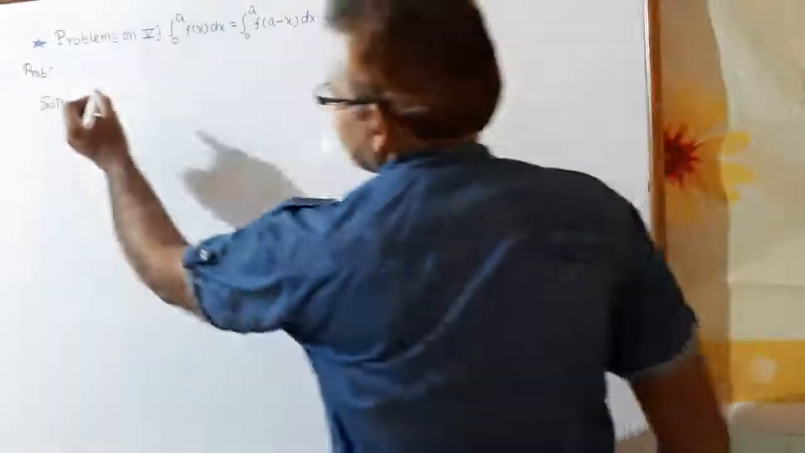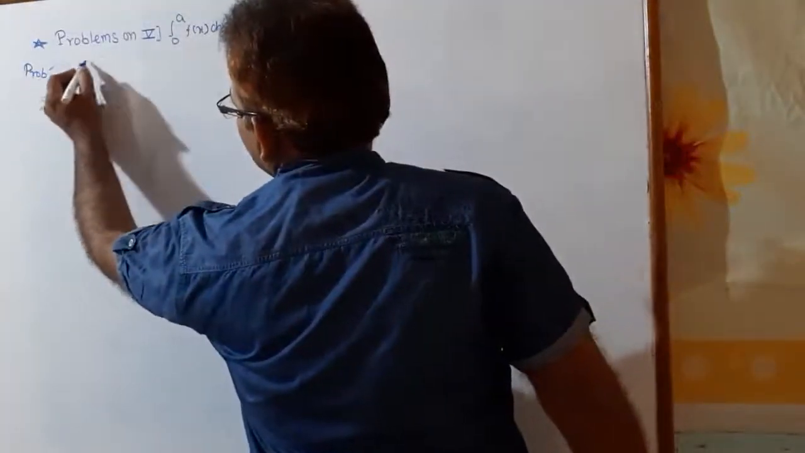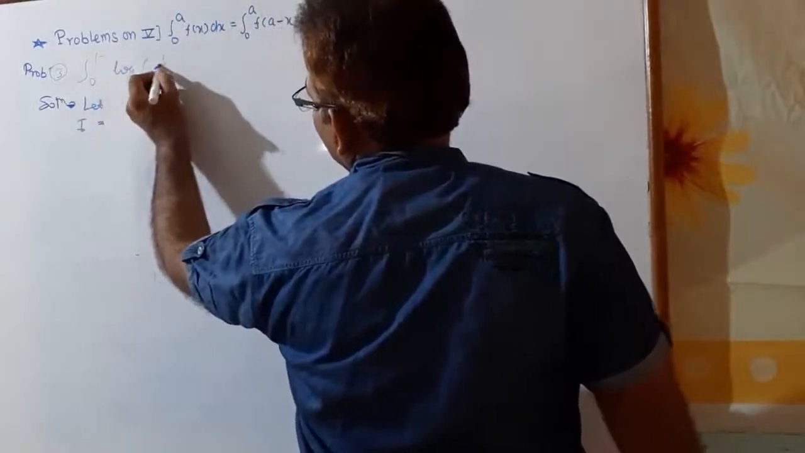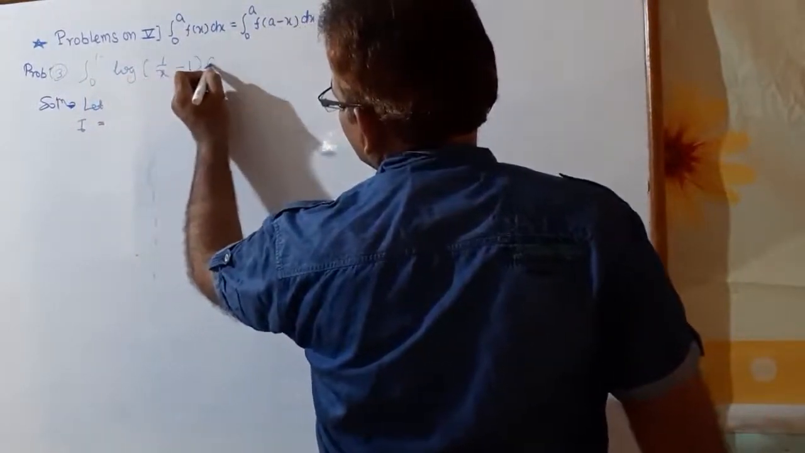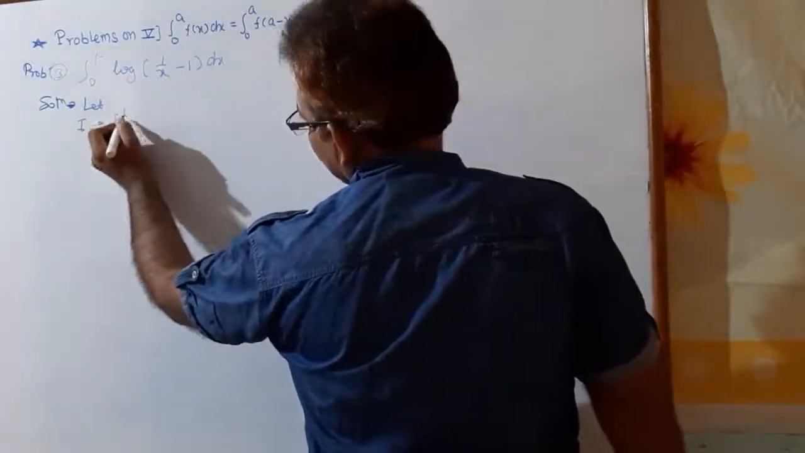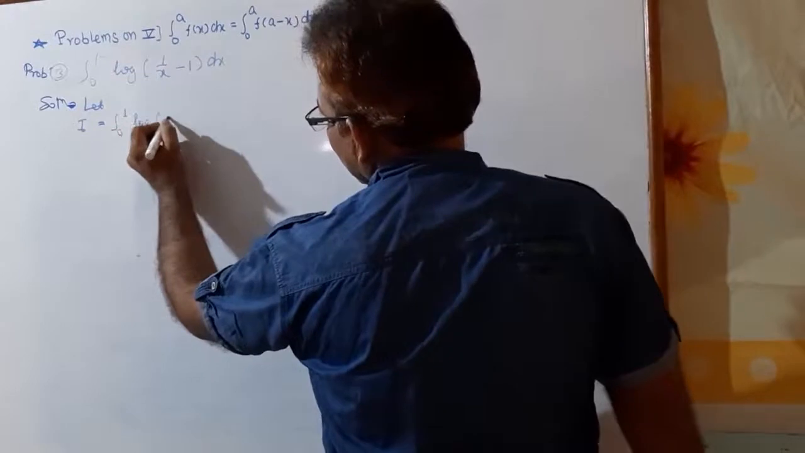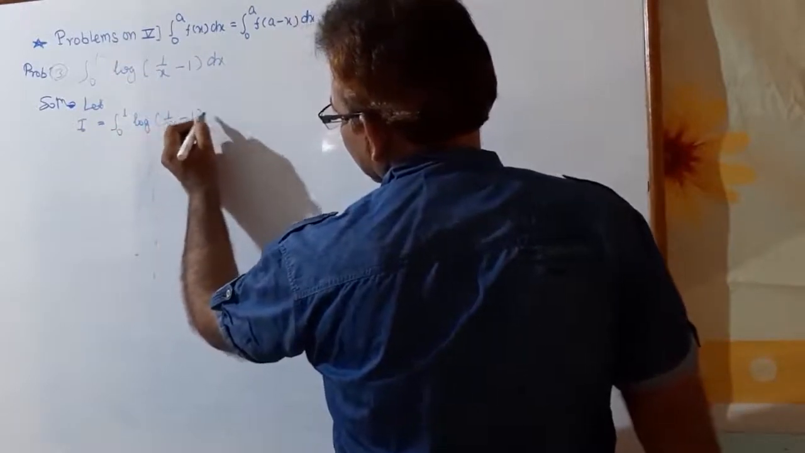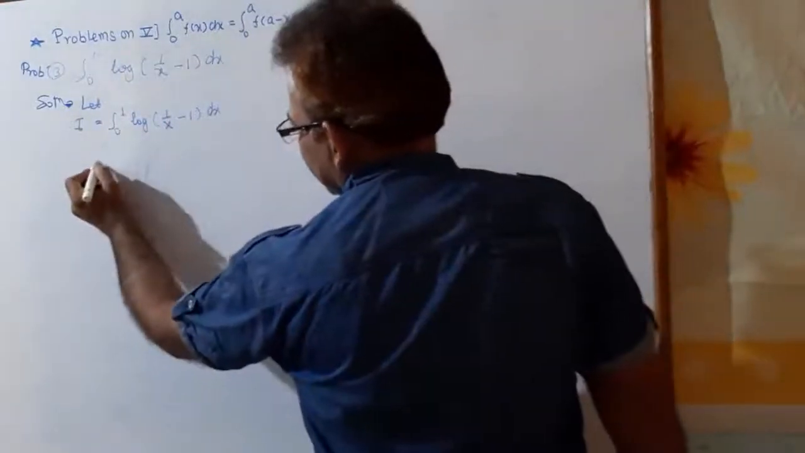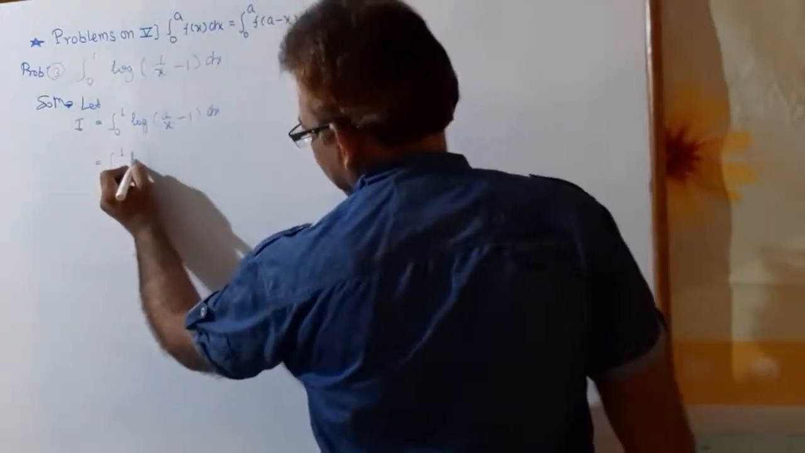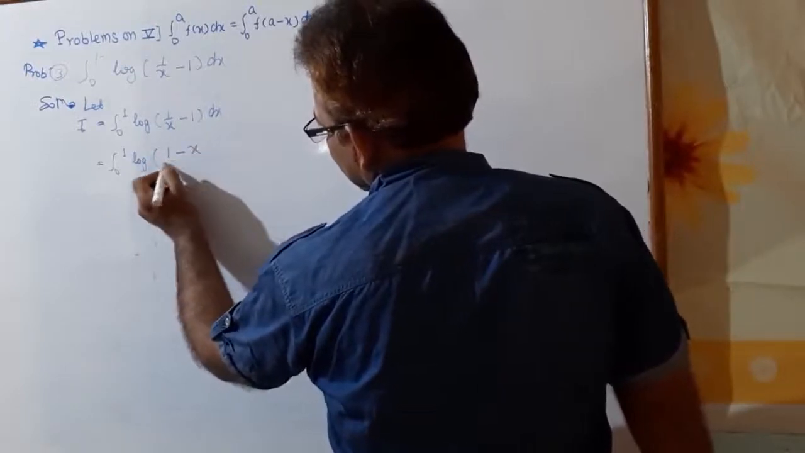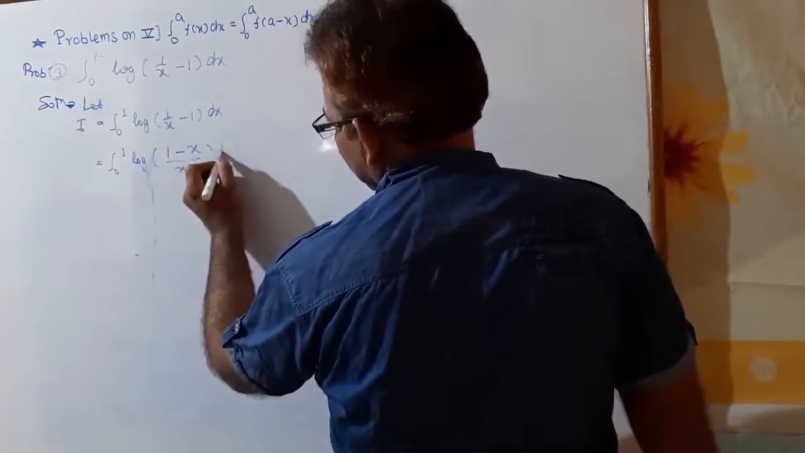Third problem, evaluate integration 0 to 1 log of 1 divided by x minus 1 dx. So let I equal to integration from 0 to 1 log 1 divided by x minus 1 dx. First you simplify this bracket. So integration from 0 to 1 log, after LCM cross multiplication, 1 minus x divided by x dx.